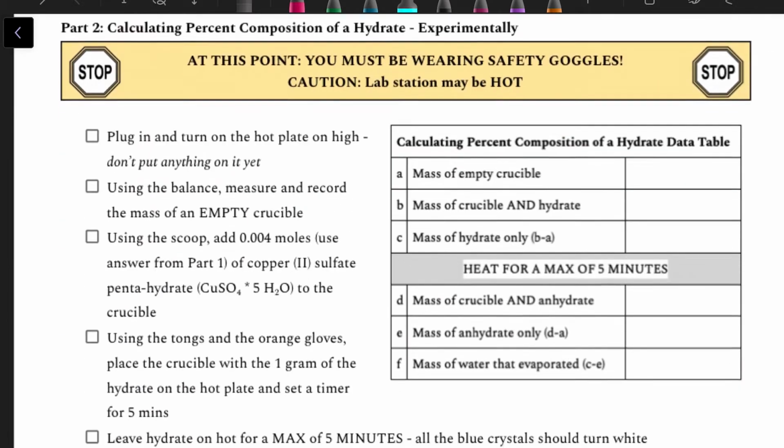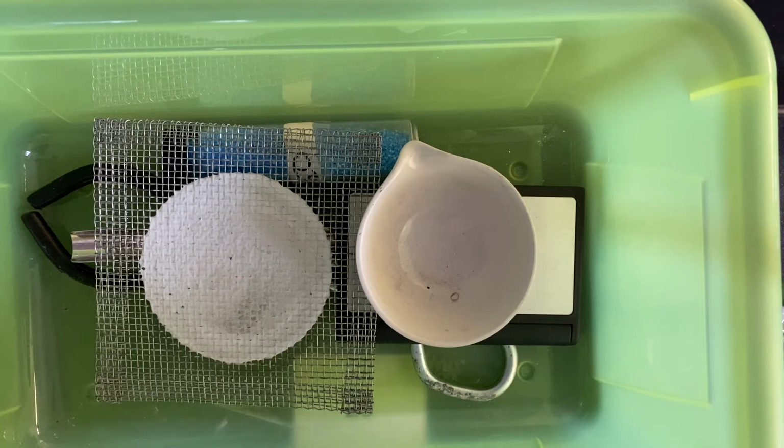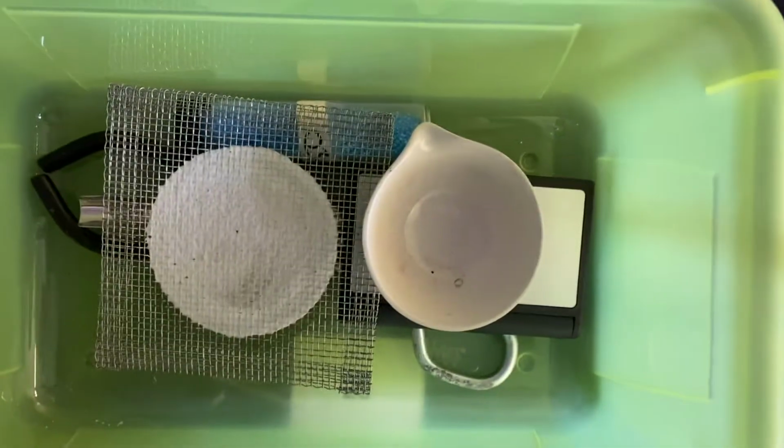Okay, so at this point, this is when we jump into actual lab experimentation. And at this point, you must be wearing goggles. So whatever you're doing at this point, stop, put them on. Now, we are using hot plates in this lab, so your station may be hot. Be careful. So moving on to part 2, this is our hands-on part. The first step is to plug in your hot plate, make sure it turns on so it heats up and it's ready for the time when we need it.